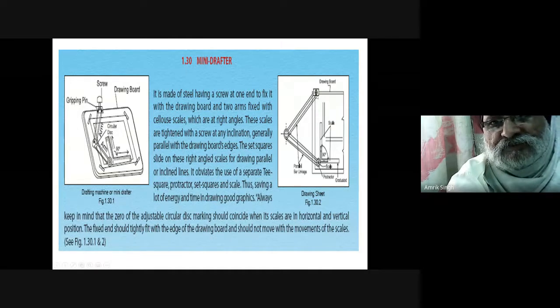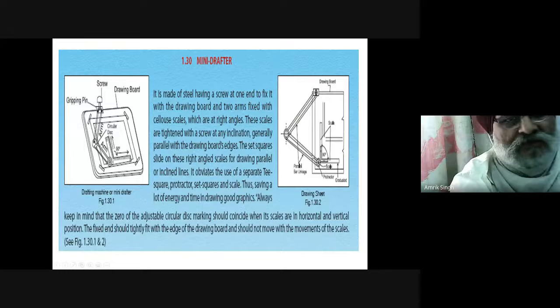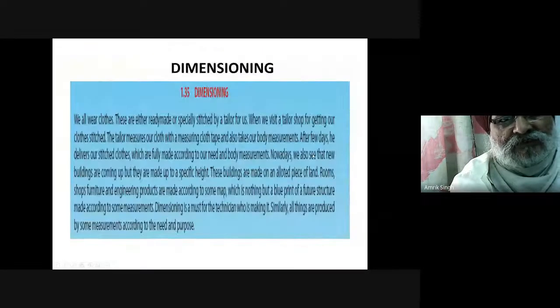So can you use this? You have to put this clamp here, इसको टाइट कर लेना है और इसको यहाँ 0 पे सेट कर लेना है. तो you will be having all these lines at perpendicular. You can draw on the sheet and you can fix it.